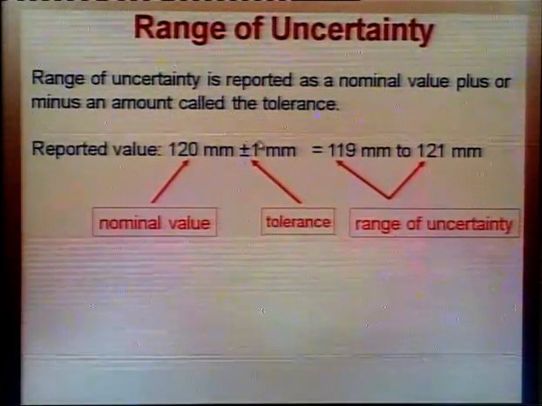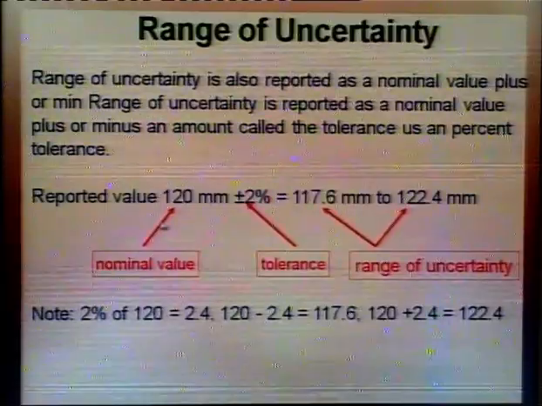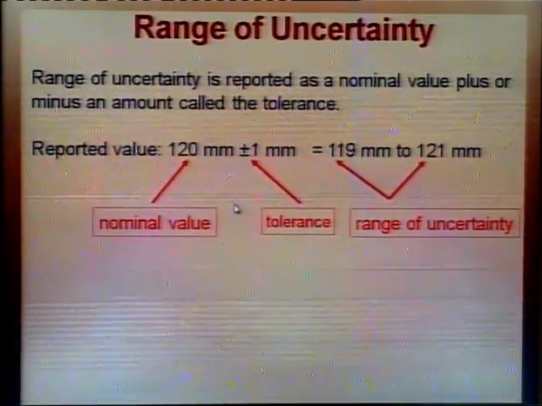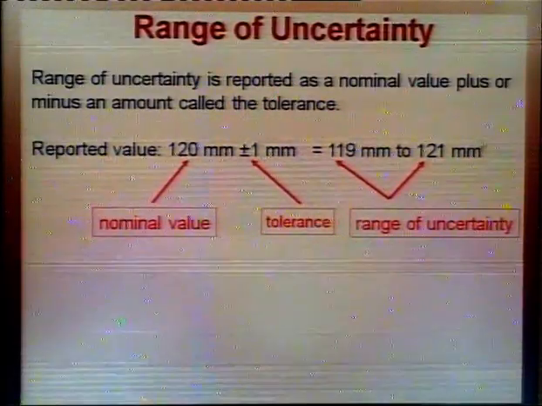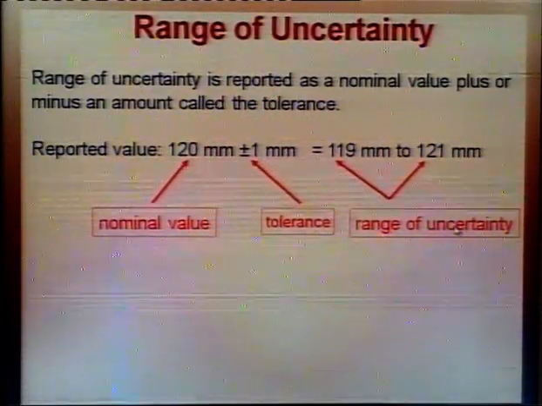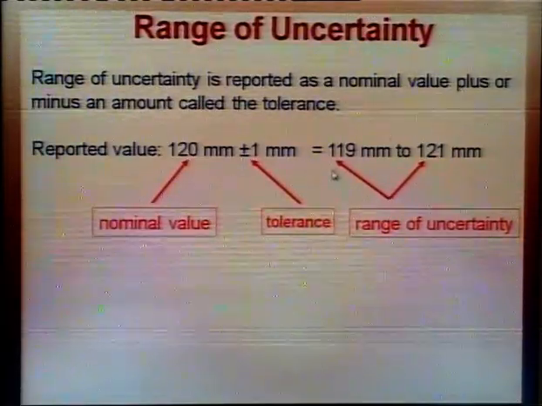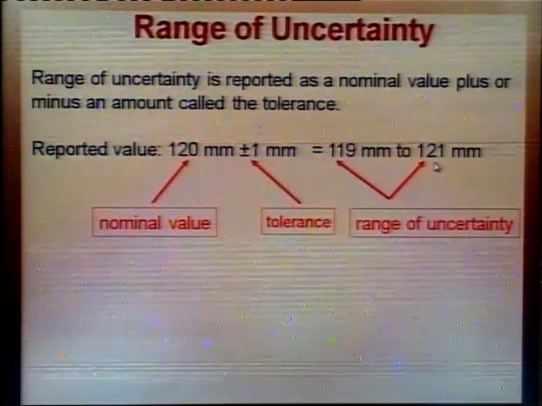So 120 minus 1 is 119, 120 plus 1 is 121. So this is the range of uncertainty from 119 to 121.